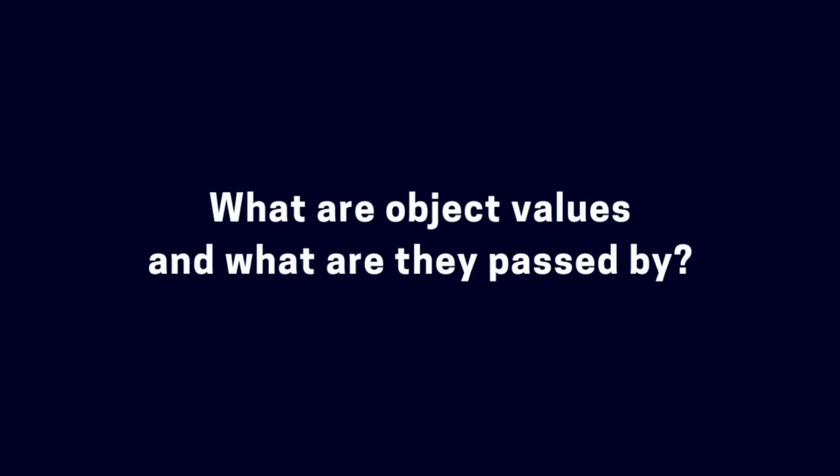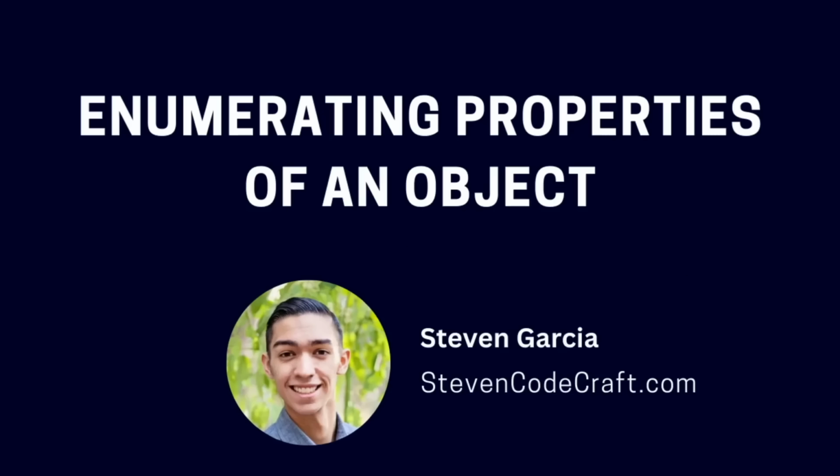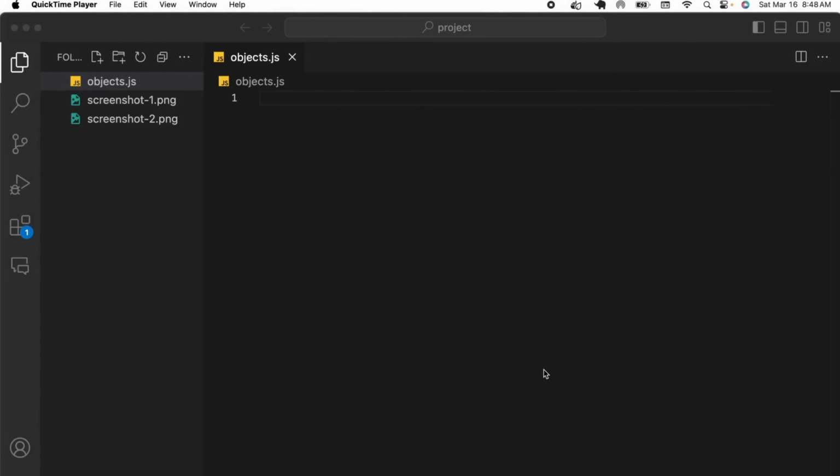Object values refers to key value pairs. This also includes arrays, and they are passed by reference. So we've covered the different for loops. We've covered the for of loop, which is used to iterate over an array. We have the for in loop, which is used to iterate over the keys of an object. And I'll give you a reminder of both of those.